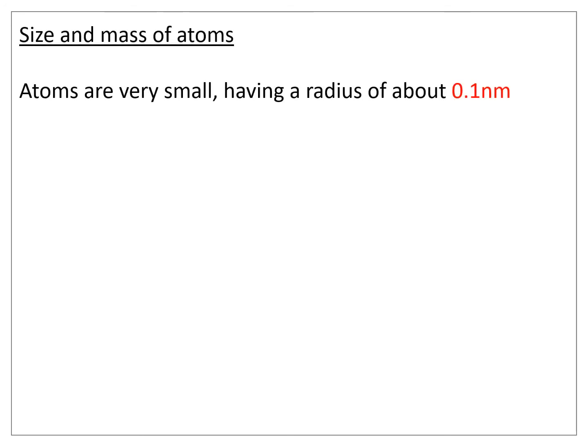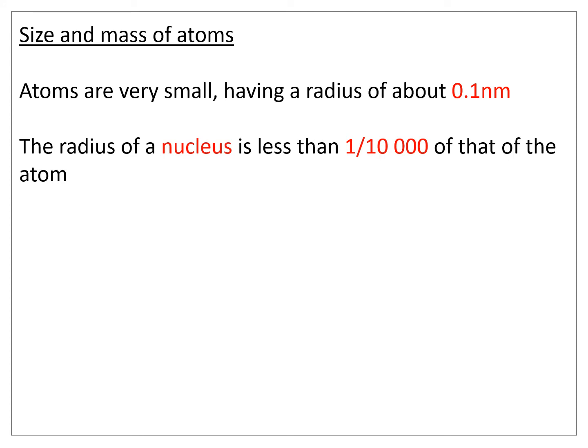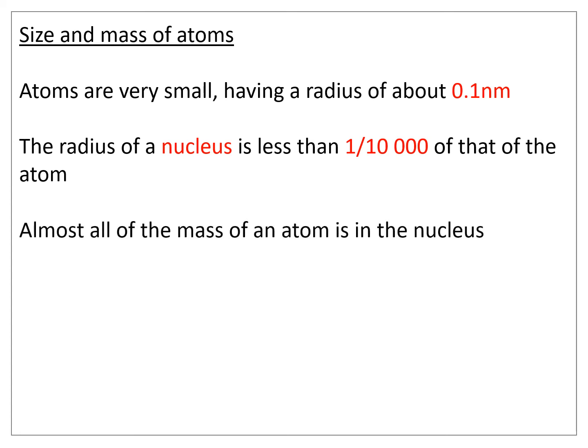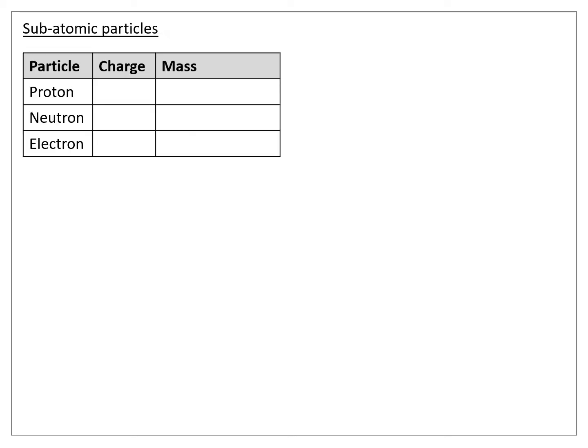Now, the size of atoms. Atoms are very small, having a radius of about 0.1 nanometers. And the radius of the nucleus is less than 1/10,000th of that of the atom. Now, almost all of the mass of the atom is in the nucleus.